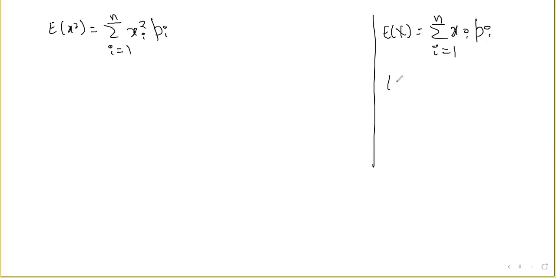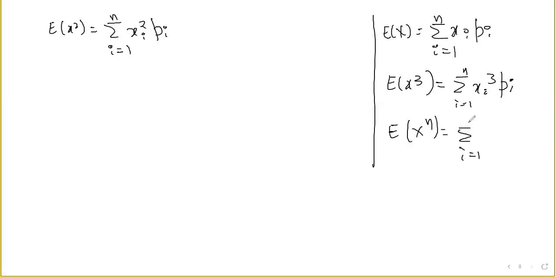In general, suppose I want the expected value of x cube. So summation, i running from 1 to n, x_i cube p_i. Suppose in general I want x power n: summation, i running from 1 to n, x_i power n p_i. Clear? We'll discuss in tomorrow's class why it is like this. That is one of the concepts: expectation values of some functions, say g of x or f of x.